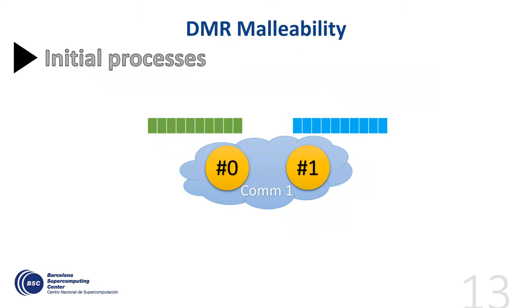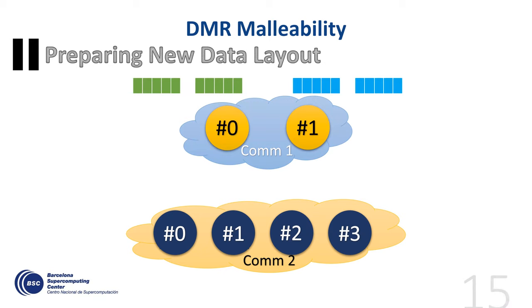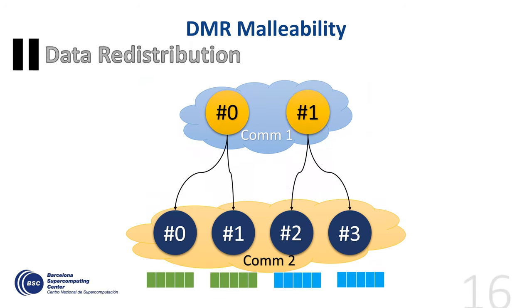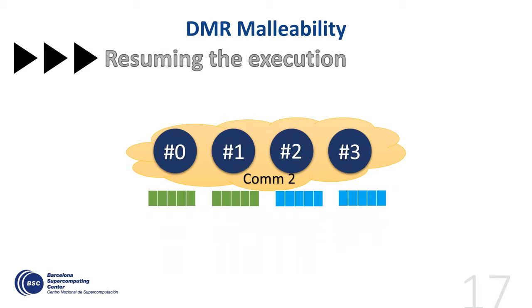For instance, imagine that we have two processes running on a cluster, and at some point the resource manager decides to expand this job to four processes. So DMR creates those processes. It prepares the new data layout, in this case, splitting the data in each process, sending the data to the new processes, and finally terminating the initial processes and resuming the execution in the new communicator.